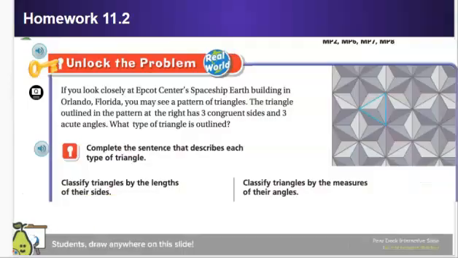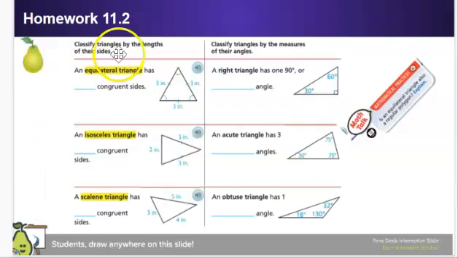All right, let's look at our first problem. Look at the Epcot Spaceship Earth building in Orlando, Florida. You may see a pattern of triangles. The triangles outlined at the right have 3 congruent sides. That means you see 3 equal sides and 3 acute angles. What type of triangle is outlined? Complete the sentence. We're going to be classifying triangles by the length of their sides, and also by the angles inside. Let's take a look at how that works.